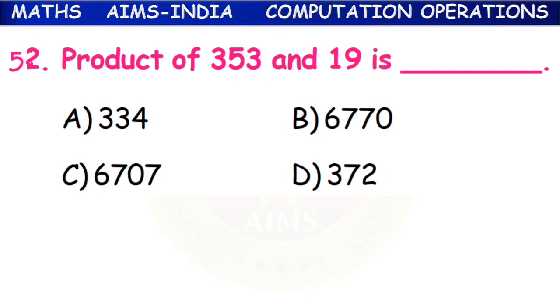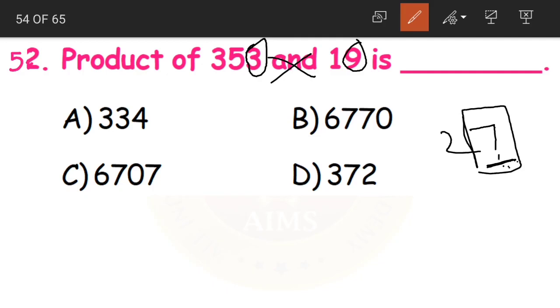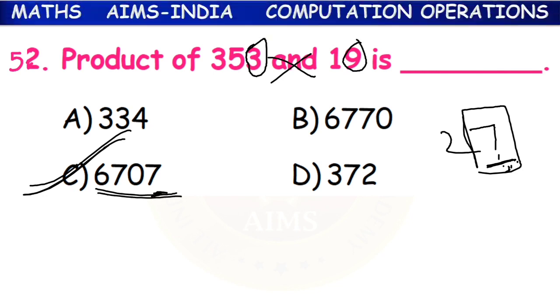Next question, 52. Product of 353 and 19 is dash. A very simple question, we just need to multiply. If you look at the units place, 3 nines are 27. Now 7 is in the units place, so in the final answer, we'll have 7 in the units place. Option C has 7 in the units place, so option C is our correct answer. If you want, you can multiply and also check whether the answer I am saying is correct or not.